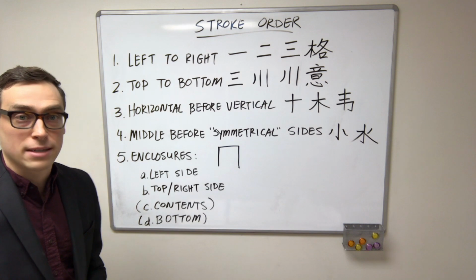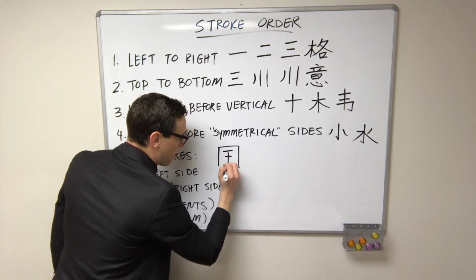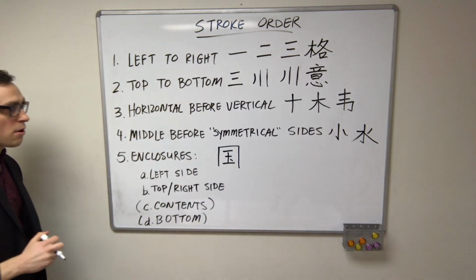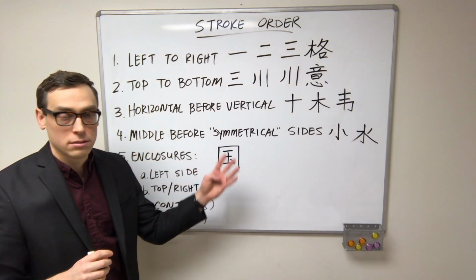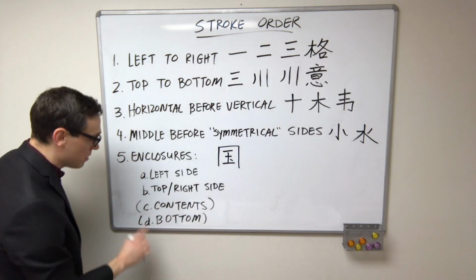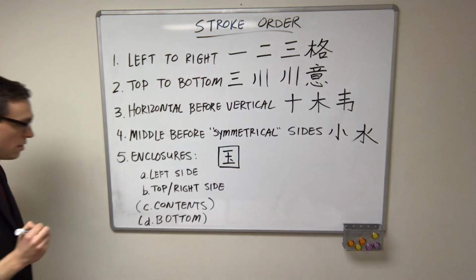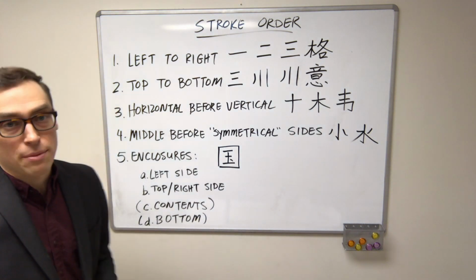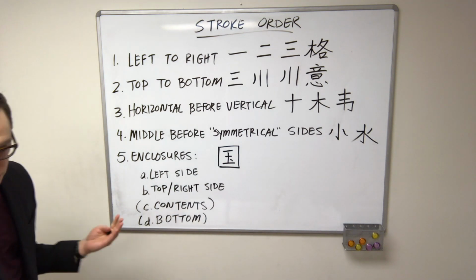Let's go with one character that has contents, right? So following my other guidelines, more or less, I have my contents all filled in. Everything that needs to go on the inside of this box is now finished. Once that's done, once whatever the contents is done, do you finally put the bottom in? Why is bottom in parentheses? You won't always have a bottom to your enclosure. So let's give an example of an enclosure without a bottom.